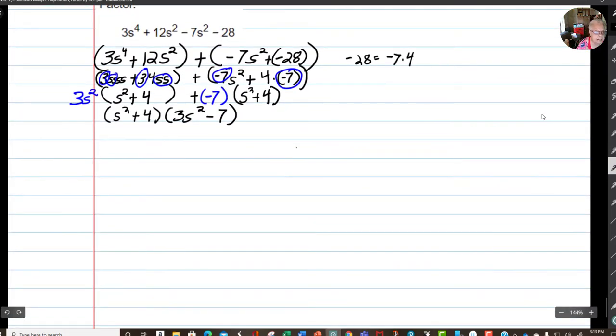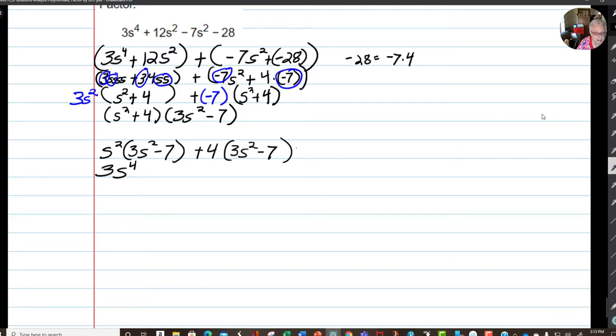Now let's see if I have room. Yeah, I'll do this. S squared times 3s squared minus 7 plus 4 times 3s squared minus 7. S squared times 3s squared is 3s to the 2 plus 2, which is 4. And s squared times minus 7 is minus 7s squared plus 4 times 3 times s squared is 12s squared. And 4 times minus 7 is minus 28.